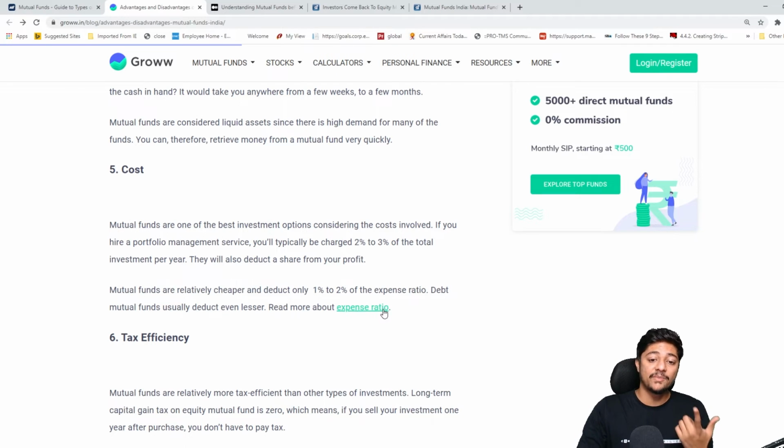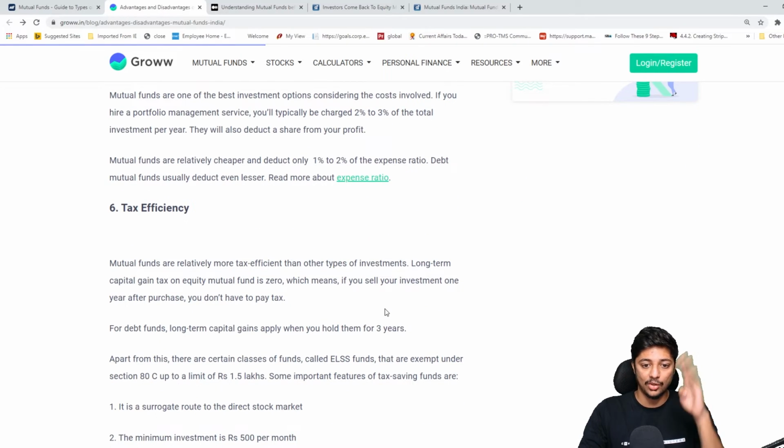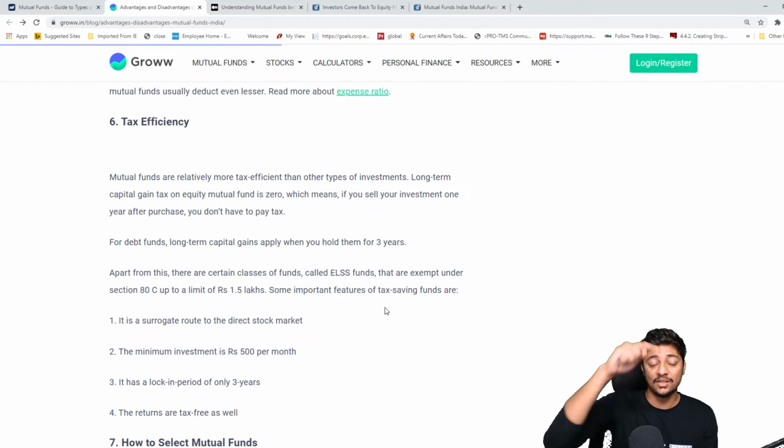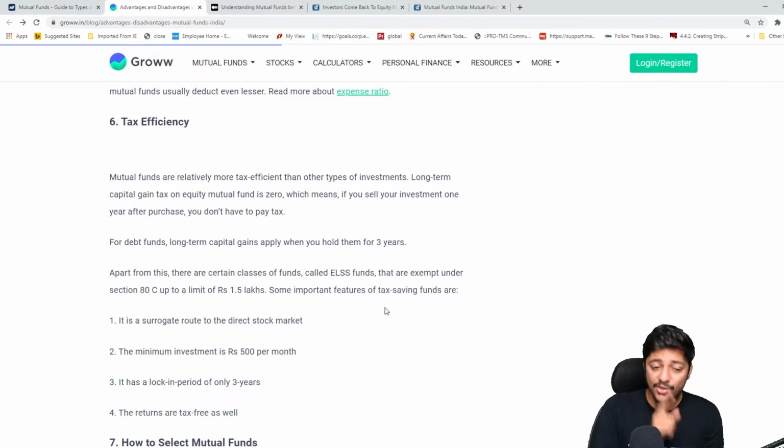Now there is something called expense ratio, which I will do a separate video on. NAV, expense ratio, AUM, I will talk about all that. Now, tax efficiency. This is my favorite. I do this a lot, by the way.